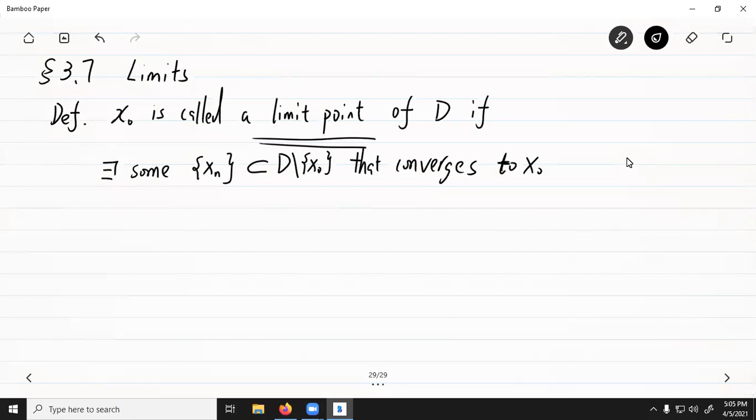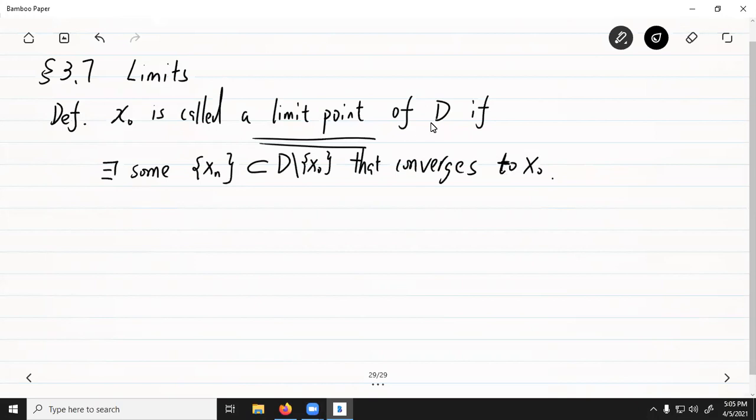So here is the definition for a limit point of a domain D, of our set D. Okay, so if you can find some sequence which is not equal to x0, which is not a constant sequence, so which is a sequence in D but not equal to x0. And this sequence, if you can find some sequence which converges to x0, then we say this x0 is the limit point.